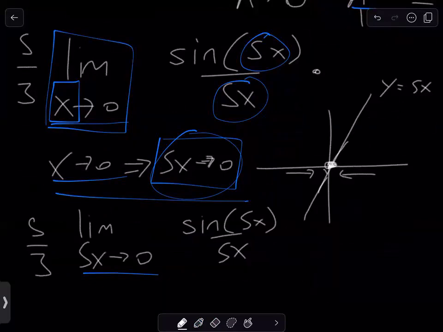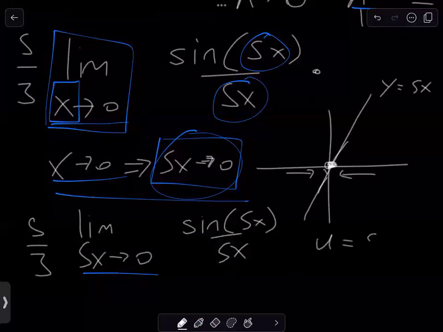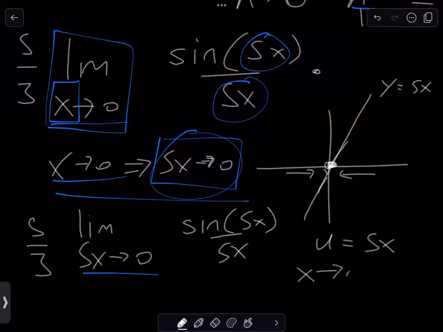We could also make a new variable and say u is equal to 5x, and as x approaches 0, then we'll have u approaching 0 as well, and then in that case, this would be u, this would be u, and this would be u. But I don't really like using new variables if we don't need to. I think the concept is clear. As x approaches 0, 5x also approaches 0. So there's no need to do additional work and make it even more complicated.